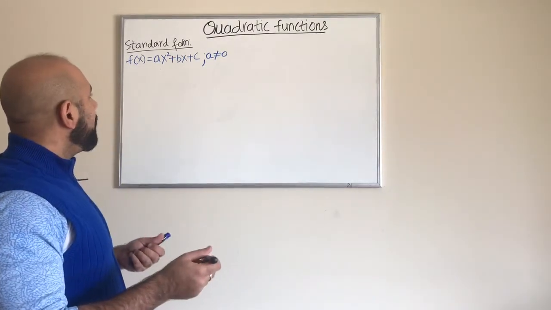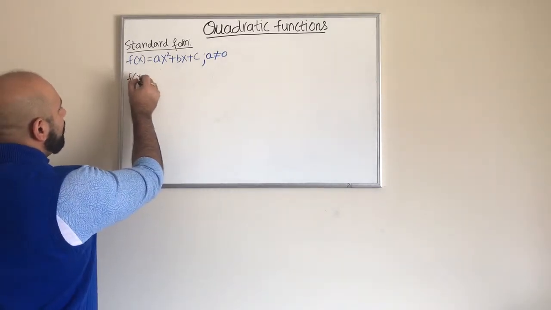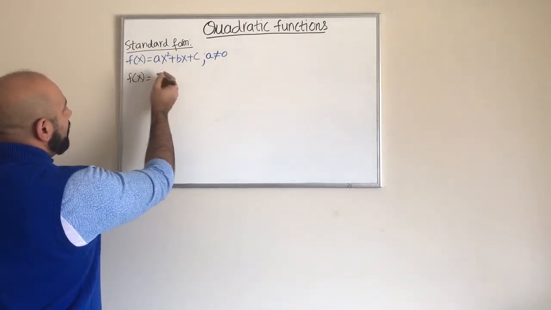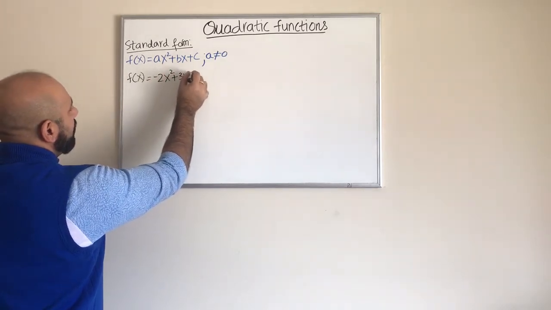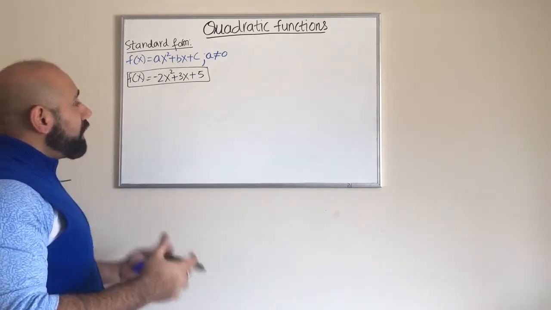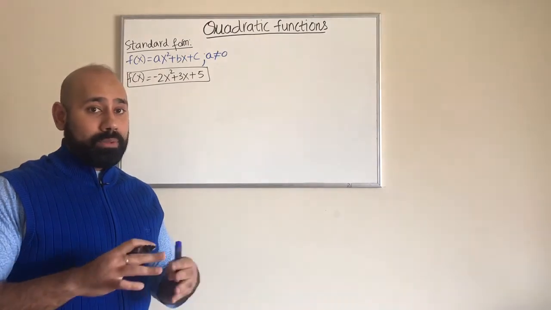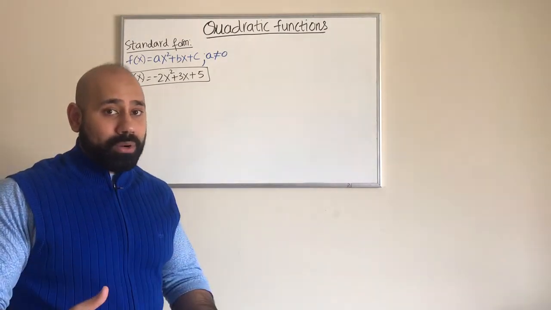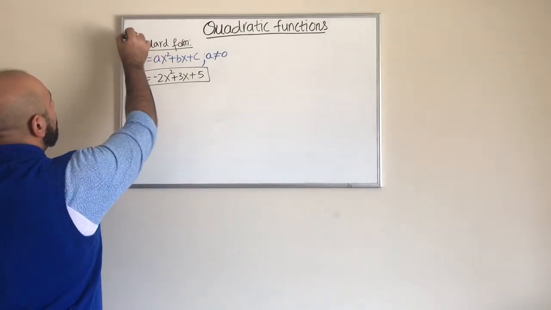And let me quickly write an example for this. Let's say we have an example, maybe I'm just coming up with an example, maybe negative 2x squared plus 3x plus 5. So this could be an example of a quadratic function expressed in the standard form. So guys, that is number one, the standard form. Now that's not the only way of expressing a quadratic function. There are two other ways as well. Let's call this number one.